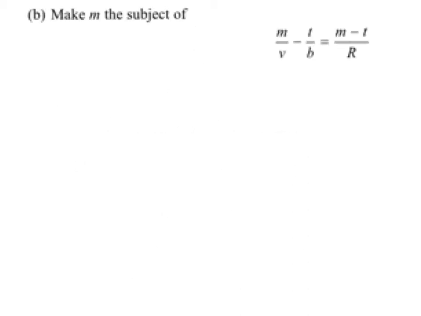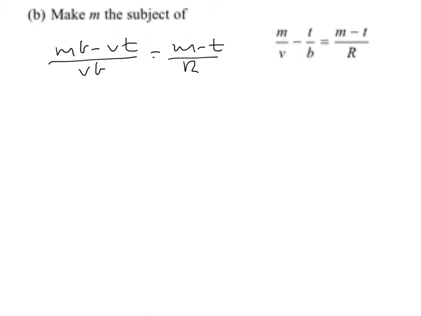So part B, make m the subject of this equation here. So what we need to do is get rid of these fractions. On the left hand side, we're going to cross multiply to bring v and b together, and then we can move v and b up onto the right and r up onto the left. So if you cross multiply, you're going to get mb minus vt all over vb, and that will equal the right hand side, m minus t over r.